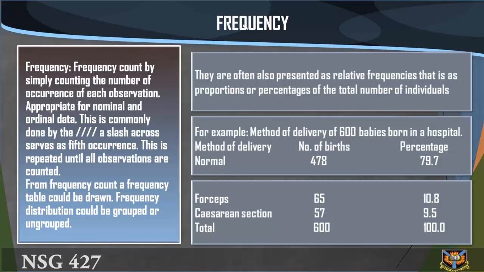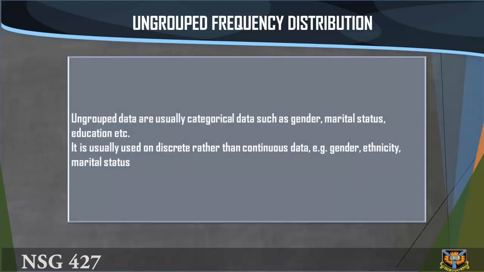For example, method of delivery of 600 babies born in a hospital. Method of delivery, number of births, percentage. Normal, number of births 478, percentage 79.7. Forceps, number of births 65, percentage 10.8. Cesarean section, number of births 57, percentage 9.5. Total 600, percentage 100.0.